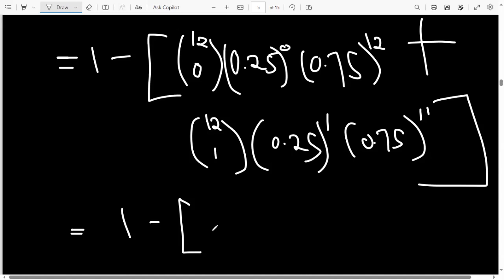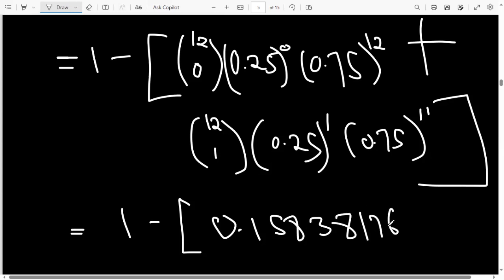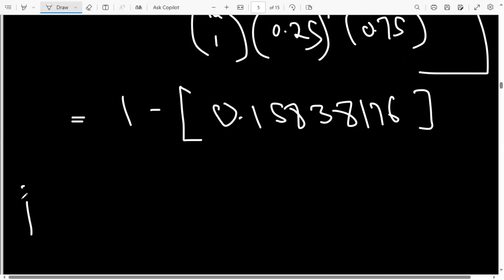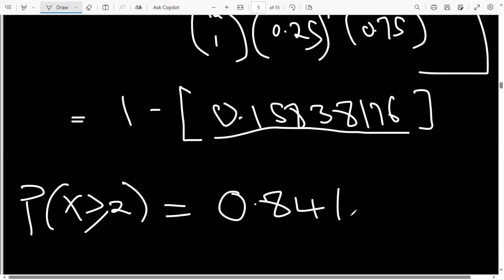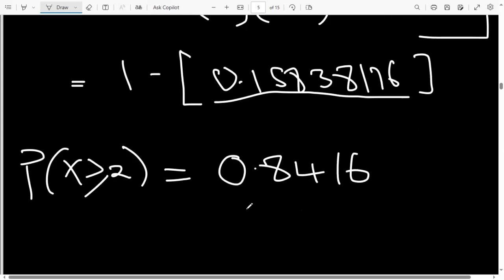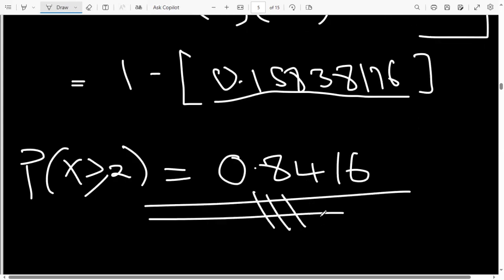Okay, so when I punch all this into the calculator, I'm getting the value 0.158388176. So you just subtract here. The probability of X being greater than or equal to 2 will just be equal to 1 minus this value. If I do 1 minus this, I'm getting 0.8416. So I'm getting this as my probability here.